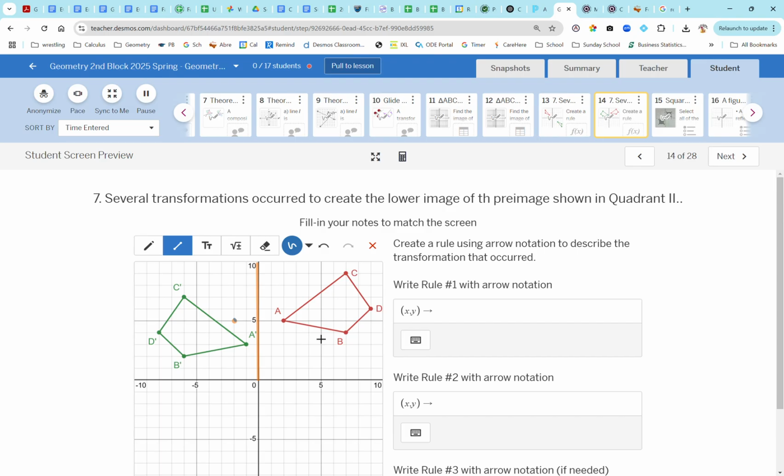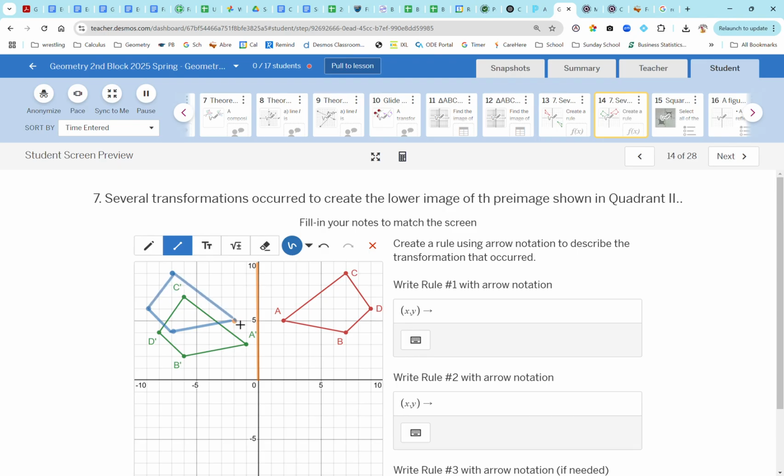1, 2, 3, 4, 5, 6, 7. Start back here. 1, 2, 3, 4, 5, 6, 7 is where B prime will be. D is up here. 1, 2, 3, 4, 5, 6, 7, 8, 9. And D prime ends up being here. Then C, 1, 2, 3, 4, 5, 6, 7. It's right above B, so we can put it right here. Then I'm going to go ahead and connect these dots so we can see what we have already.